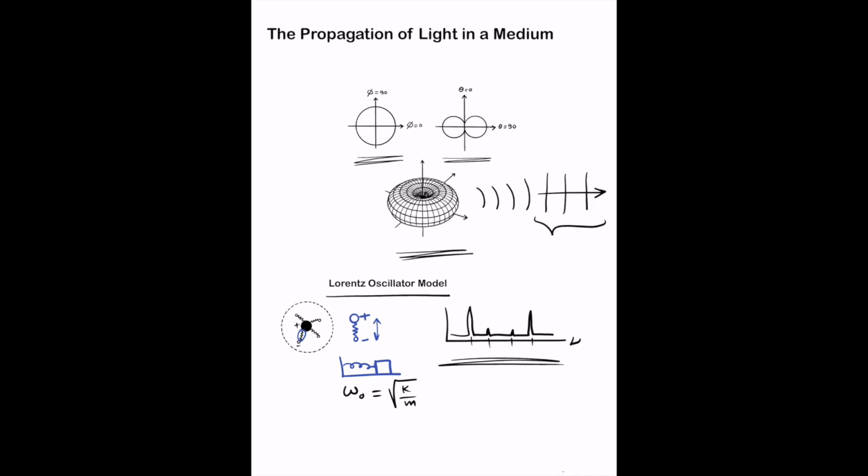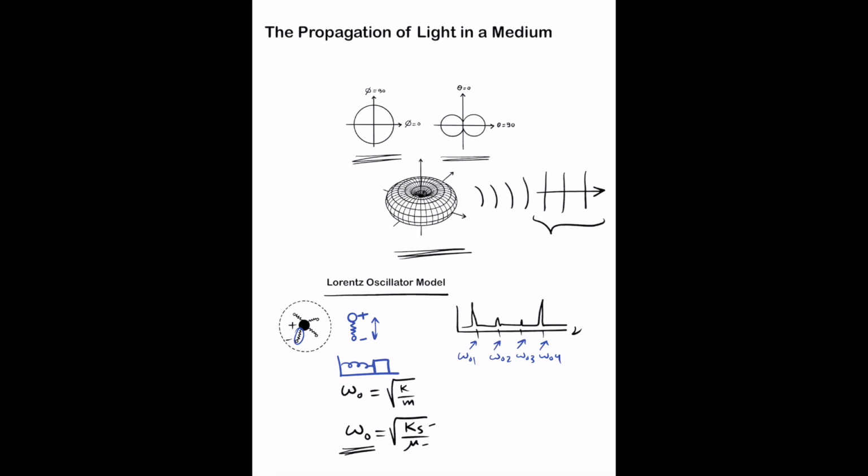In a similar way, Lorentz showed that the natural resonant frequency of the atom or dipole is given by this equation, where mu is the reduced mass of the system and Ks is the spring constant that represents the magnitude of the restoring force in the atom, and is chosen in a way that omega naught here coincides with one of the natural frequencies of the atom.